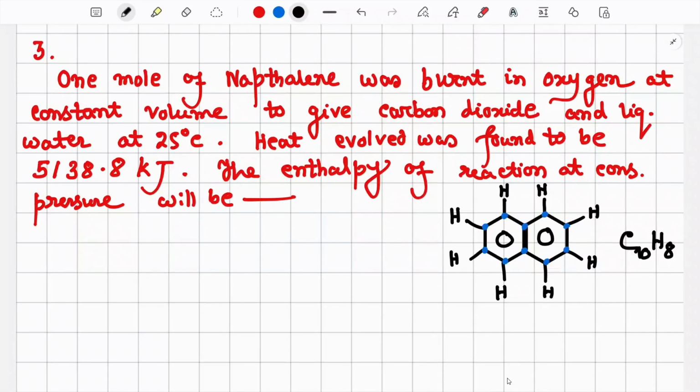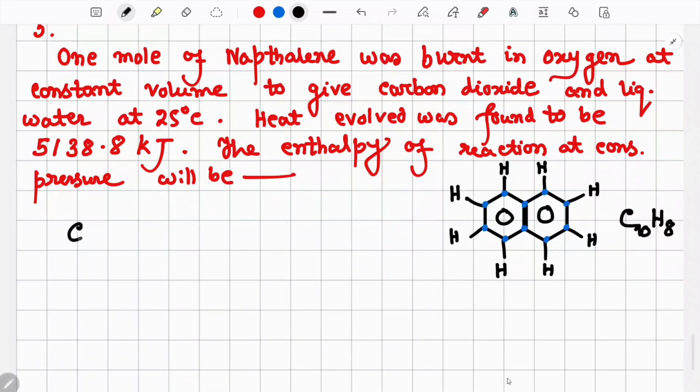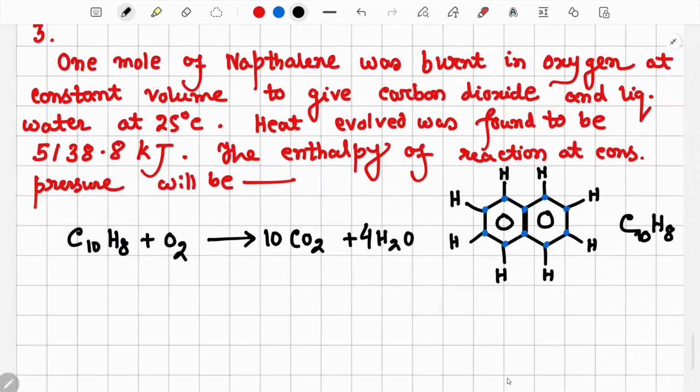Now 1 mole of naphthalene was burned. That means the heat of combustion. So C10H8 is burnt in oxygen. It will obviously give CO2 plus H2O. Now balance it. 10 CO2, 4 H2O, so here it will be 12 O2.